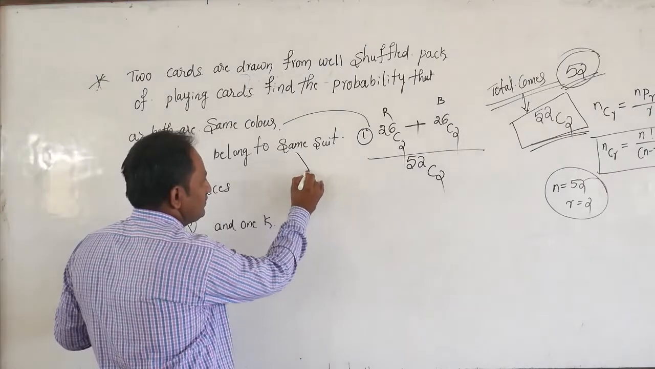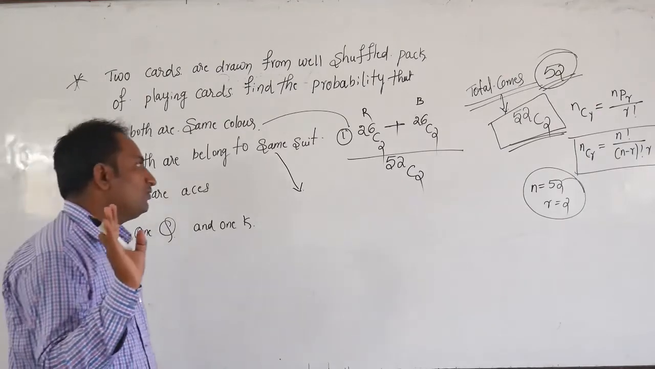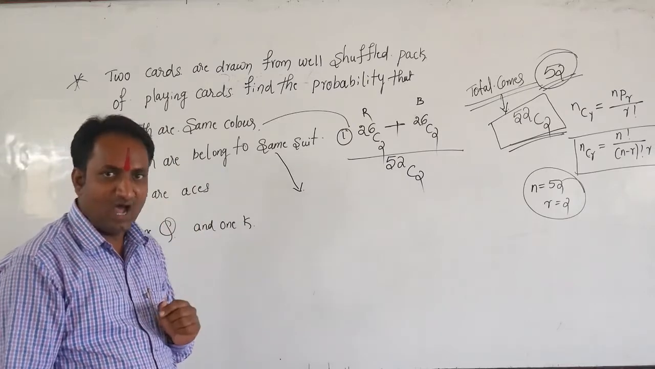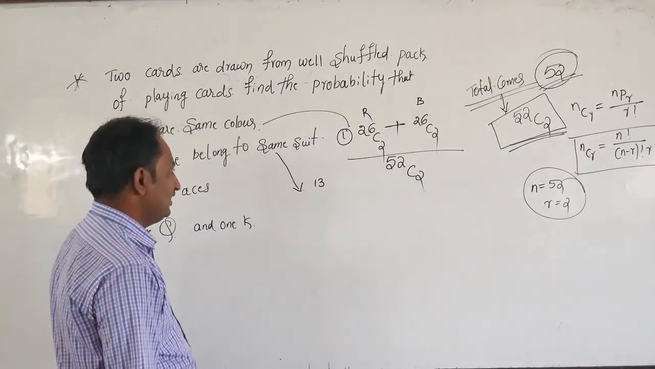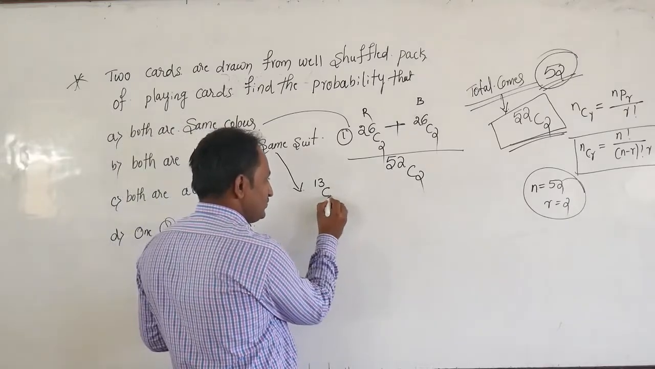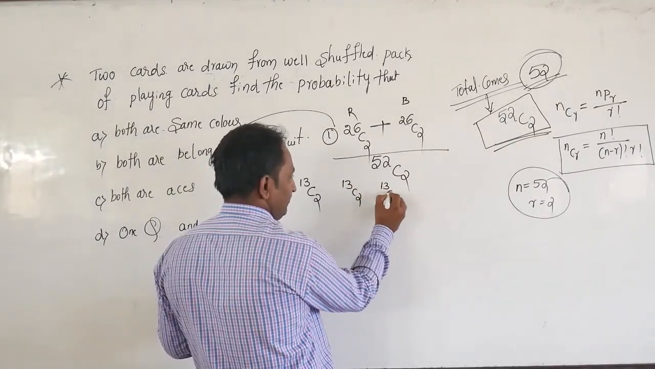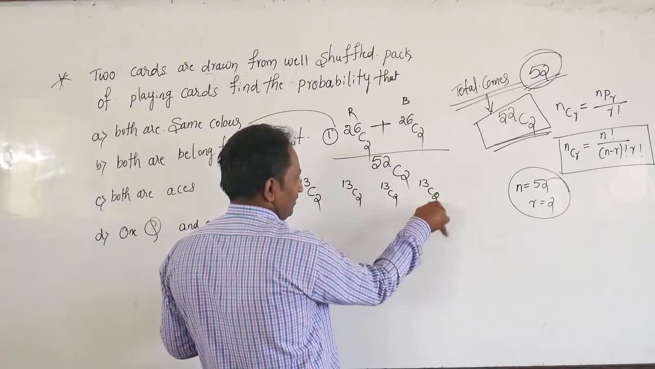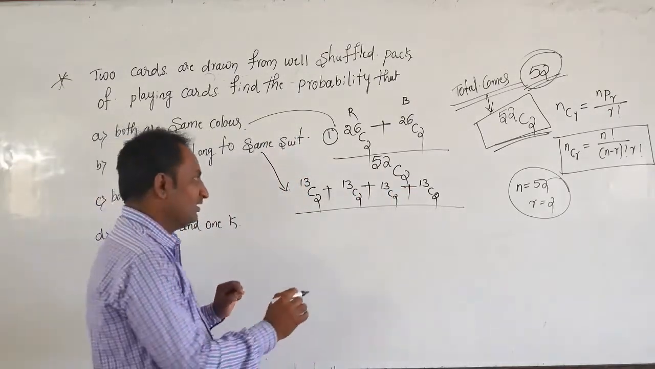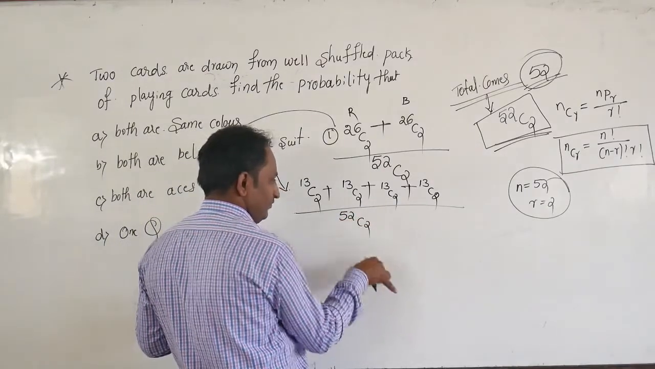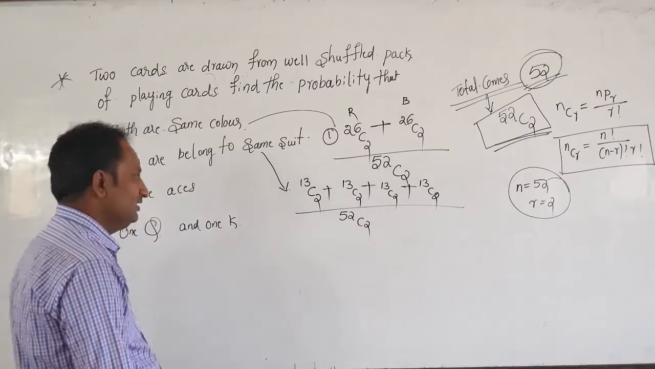Next, both belong to the same suit. There are four suits in one pack, and in one suit there are 13 cards. Out of 13 cards, we can choose two cards: 13C2 for the first suit, 13C2 for the second, third and fourth suits. Adding these four and dividing by the total outcomes, 52C2, and solving, we get our answer.